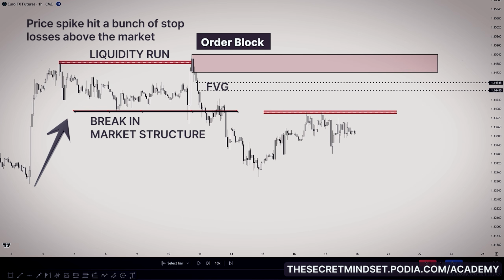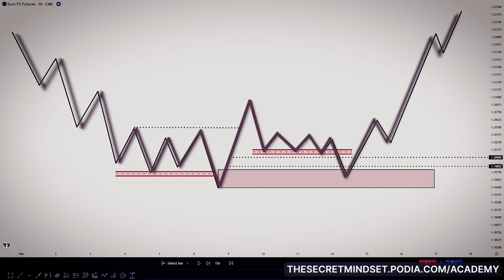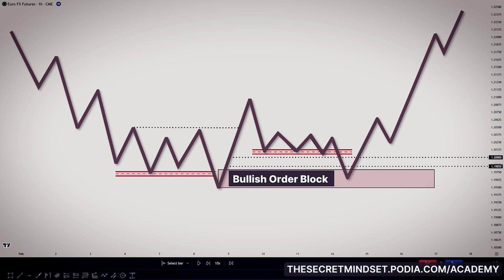Just below the order block, there's also a liquidity zone. This whole setup, the spike up, the drop down, the fair value gap, and the liquidity run, forms our order block. If price comes back to test it later, that's a decent short opportunity. The same for a bullish order block. It's all about reading the big player moves.